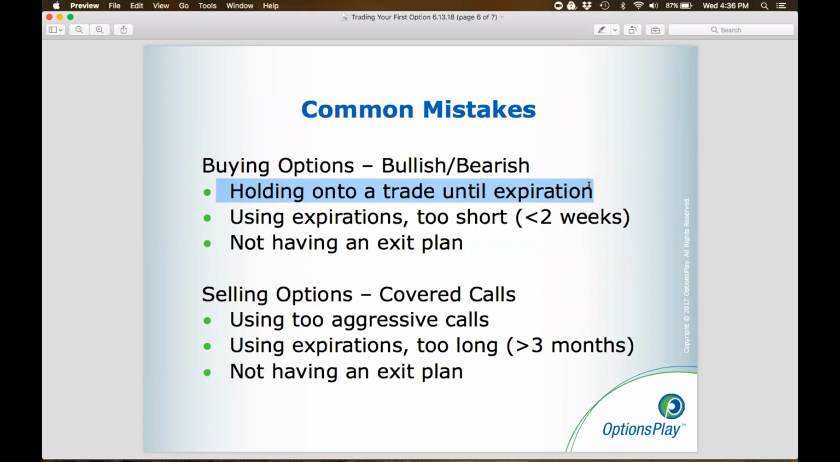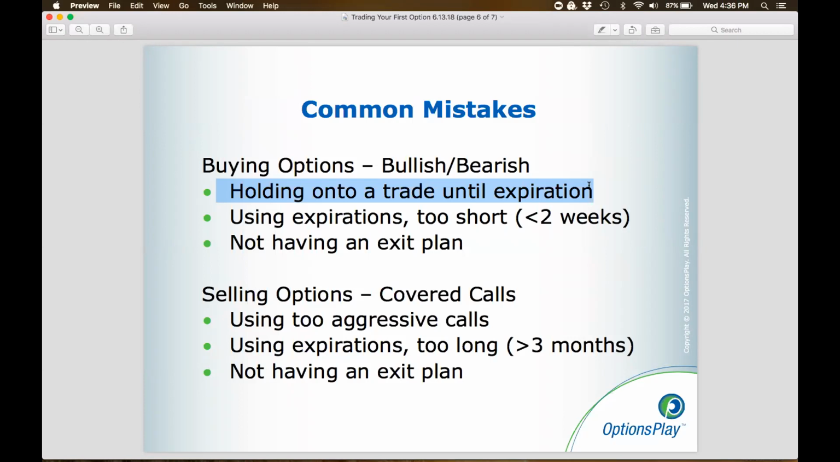So you generally want to go out at least 2 weeks beyond where you expect the stock to move. If you think the stock's going to move 10 points in 2 weeks, I would buy a 4-week option. Go a few weeks past that so that you give yourself a little bit more time.